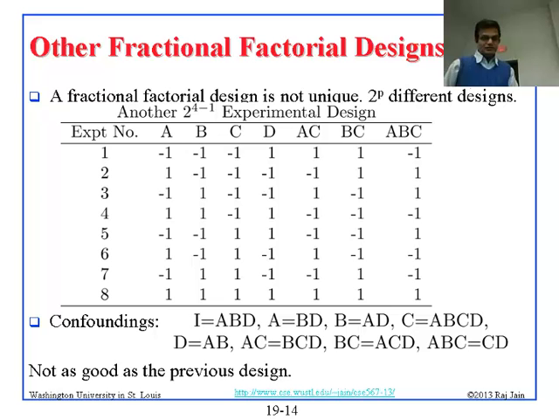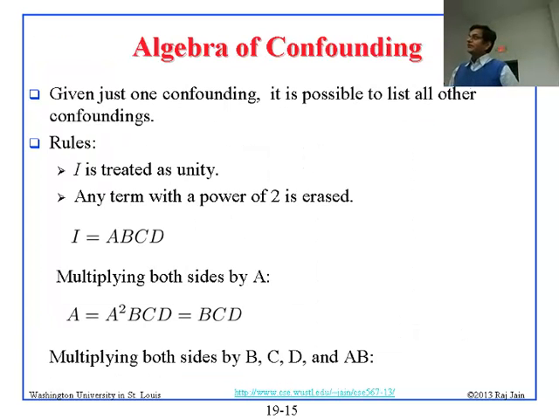And so algebra of confounding, how do you find out that whole set? Well, it is very simple. You can write down any confounding that you know about and then multiply by one factor at a time, or two factors or whatever you want to multiply by. The only rule is that the square equal to 1. So if you write down I is equal to ABCD, multiply both sides by A, you get A is equal to A square BCD. Right? A square is 1, so you get BCD.